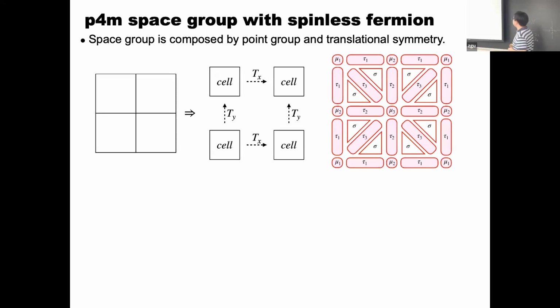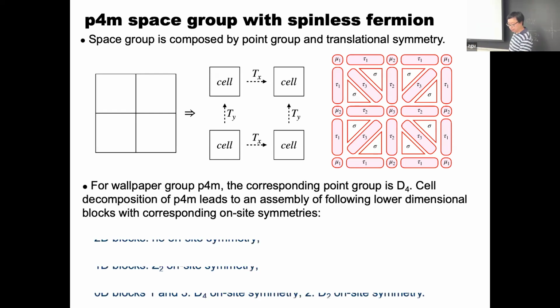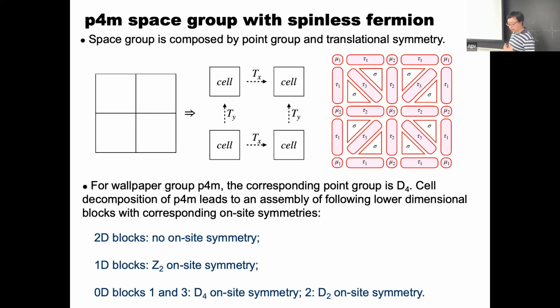But within this cell, it's slightly more complicated than the example we studied before with purely D4 point group symmetry, because there are different types of rotational points. We have this mu1, mu2, mu3, and their symmetry is slightly different. If we think about this 0D block, mu1 and mu3 are actually D4 rotational points because they can perform the full D4 symmetry. But for mu2, it's just a D2. There's no way to perform the full D4 symmetry.